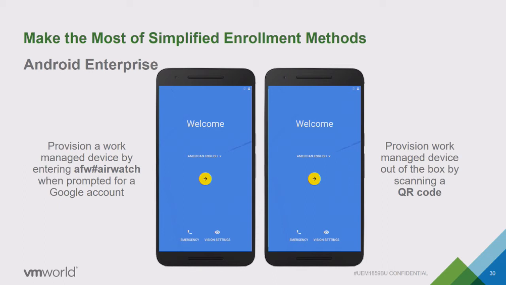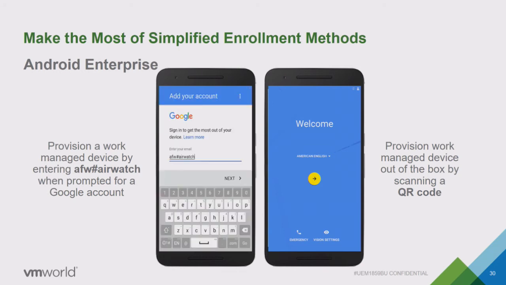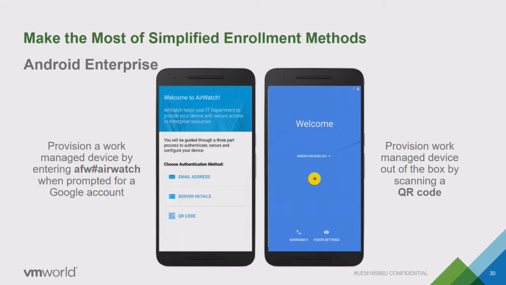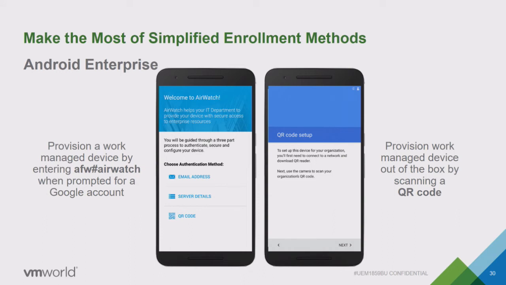From a user perspective, it's very simple. The user goes in, onboards their device. When they go turn it on, they type in the AFW # AirWatch. And then they get prompted for their Google account. At that point, we'll actually just put in something like a group ID registration, and then you get that device enrolled. Right? So it'll point them at the right AirWatch environment and enroll their device.